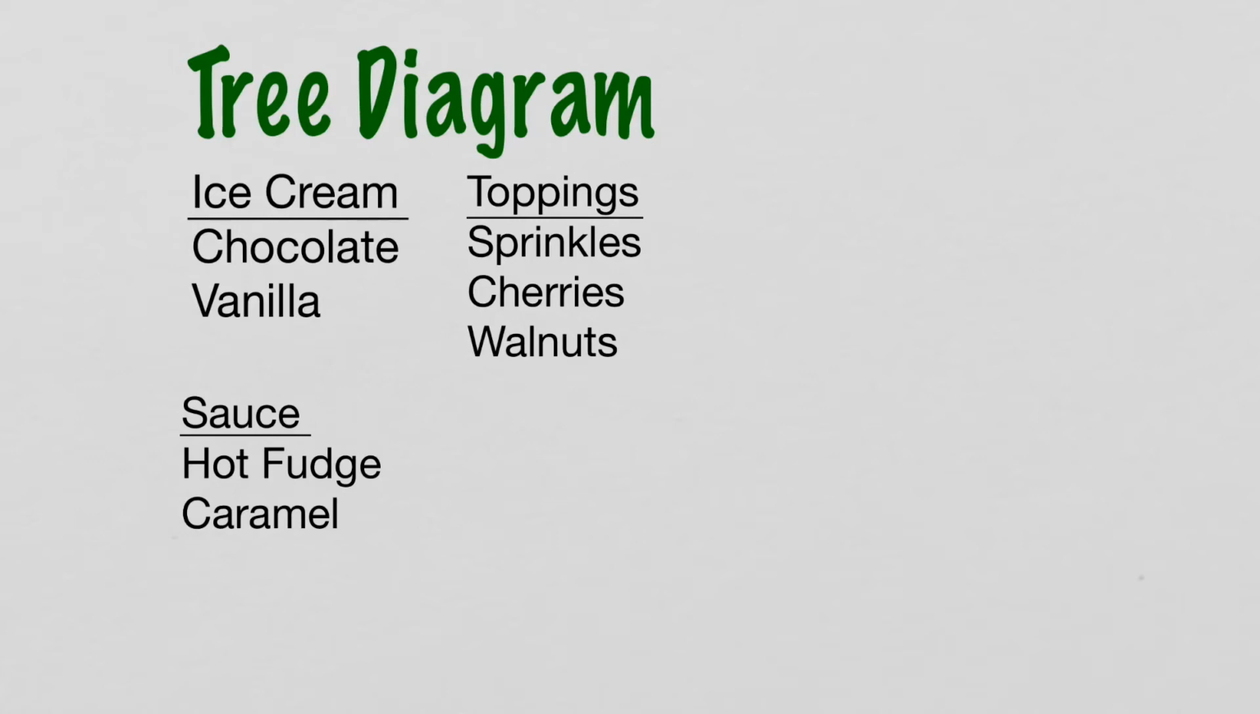So the first choice is, do I want chocolate ice cream or vanilla ice cream? I can branch off and go to either chocolate or vanilla. I'm just going to abbreviate those to make this quicker. After I choose an ice cream, I have to choose a sauce. It doesn't matter if you chose chocolate or vanilla ice cream, you still get to choose a sauce. So I have to branch off of both of these with my sauce options.